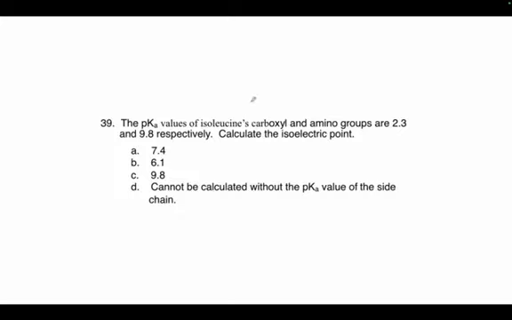Okay? So the only ionizable groups in isoleucine are the amino group and the carboxyl group, and the pI will be the average of these two: 2.3 plus 9.8 divided by 2, right? So this will be 13.1 divided by 2, which is 6.05. We'll round that up, call it 6.1. Okay.